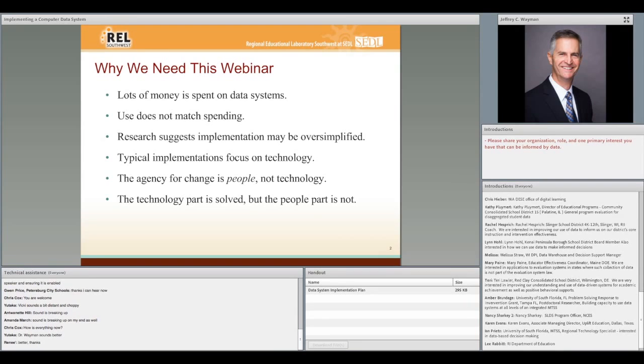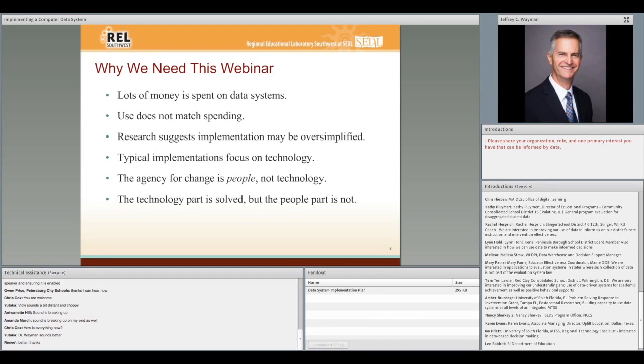That is, implementation practices in today's schools and districts typically focus on the technology, on implementing the technology and showing people how to use the technology, and it is good, right? Well, the issue is that technology is never the agent for change. I shouldn't say never. Technology is hardly ever the agent for change. The agency for change lies in people, and that is often ignored or largely ignored in implementation.